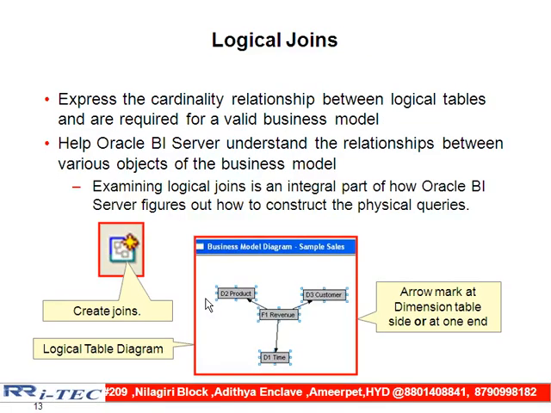Next, logical joins. This is where we create the join. We created the logical joins and made it like this, right? Yes. They express the cardinality relationship between logical tables and are required for a valid business model.